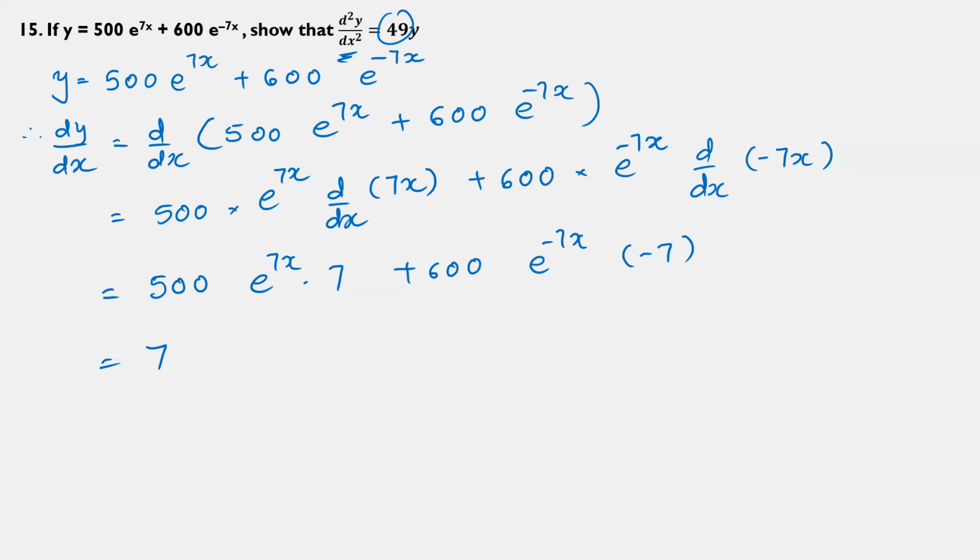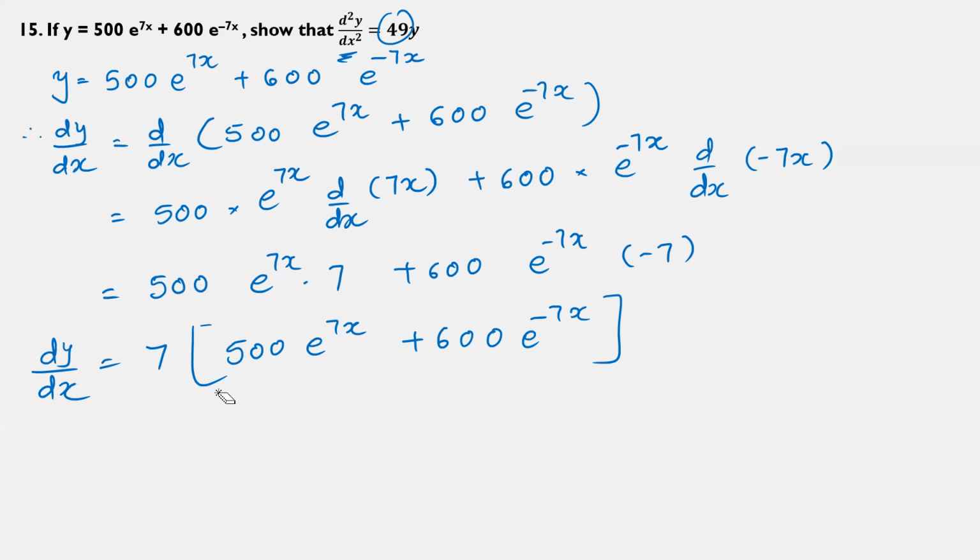I'll get 7 common again. No need to multiply 7 fives are 35, and all that. Let's take it common and make our work easy. So dy by dx is this. Oops, minus 7, so this sign is minus. That is why I cannot substitute this as y. It's not y because in y it's a plus sign. I want a plus sign, so one more time I will differentiate.